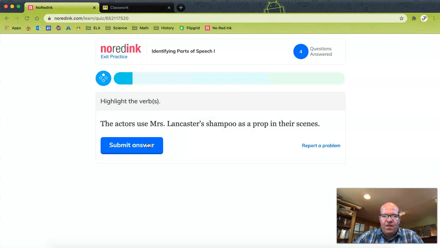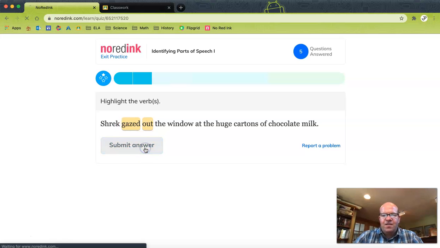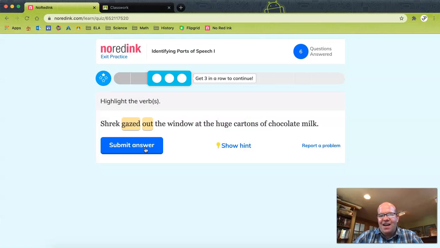Okay, what's happening? The actors use... Oh, sweet. Yeah. Okay, so I'm getting these right. But let's say I get this wrong. Like in this one, it's the verb. This is the verb, okay? But I'm going to say window too, or to make it realistic, I'm going to say gazed out. And I hit submit, it's going to say not quite.